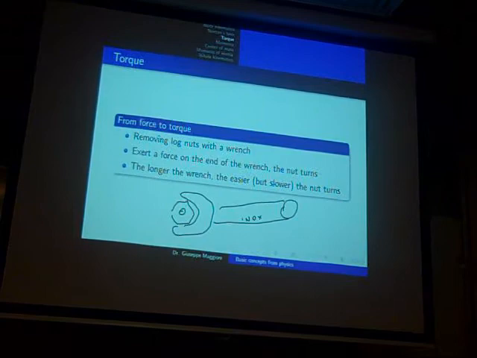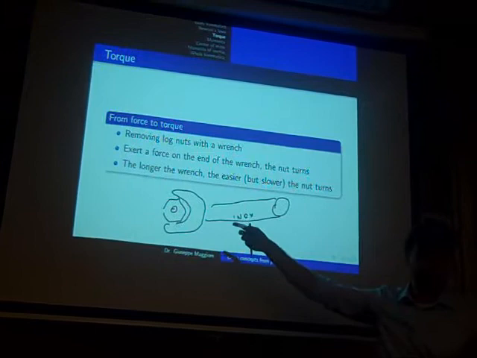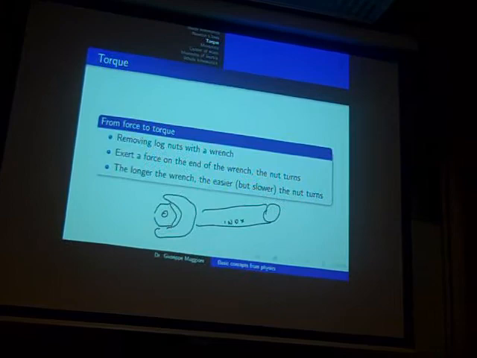So, where do you put the pressure? Usually you put the pressure here, or in general on the handle, right? But what happens is that the nut rotates. If you take a very short wrench, say your fingers, and you try to rotate a long nut, what's going to happen? You're going to break your fingers, right?